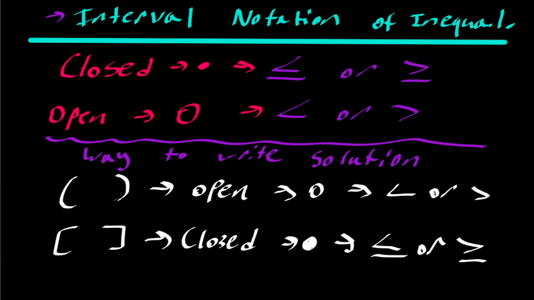All right, here's how this works. We'll look at some examples, but this is the initial part of what we need to get down. So somewhere, somehow, memorize: parentheses means open, brackets means closed.